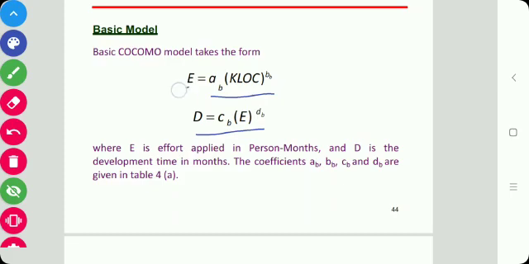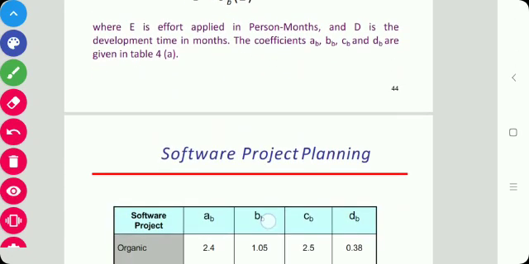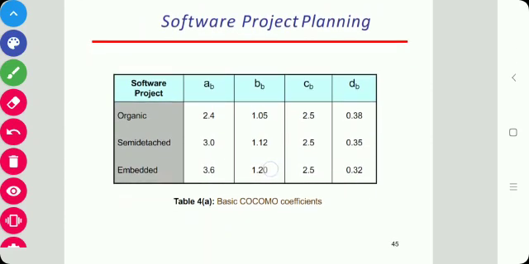Here E is the effort, which is in person-months, meaning the number of persons required for the months, and D is the development time in months. The coefficients AB, BB, CB and DB are given in the table. These are the values of AB, BB, CB and DB: this is for the organic, this is for the semi-detached and this is for the embedded mode.